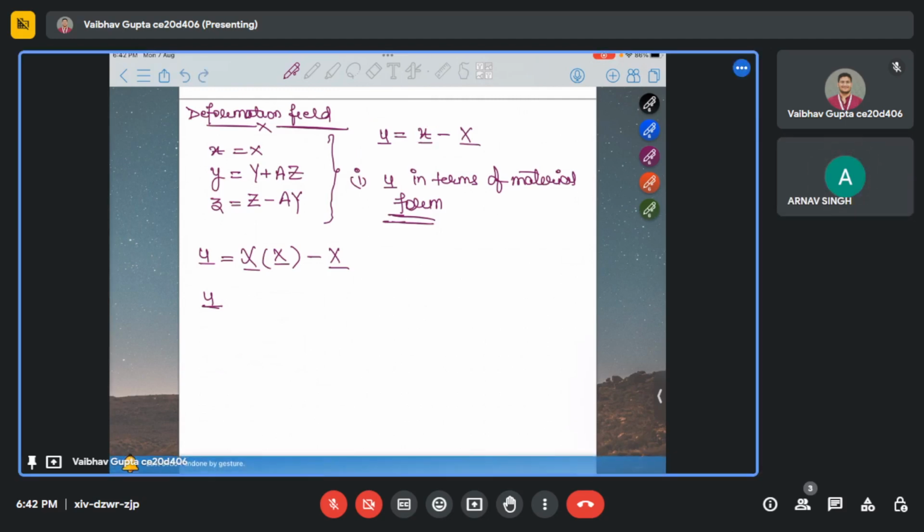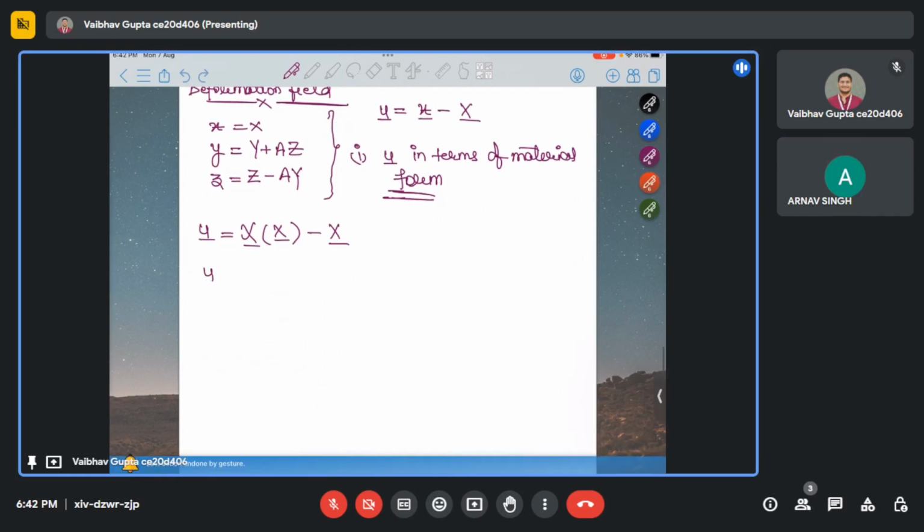Got it? So now we have to find the U in terms of material form. So we need to convert the small x into capital X vector. Only then we can find it in the material form. So now, what is small x in terms of capital X? It is x only, capital X.